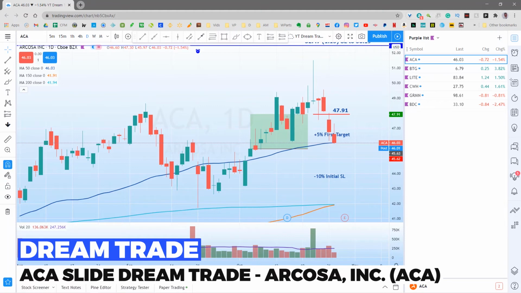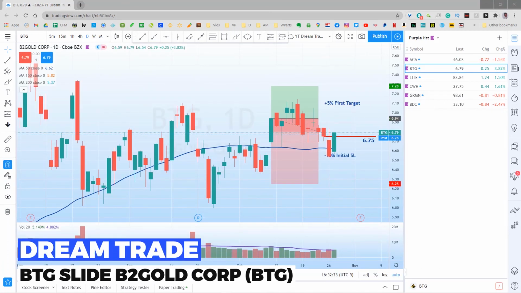I moved the stop up to 47.91 on ACA or Arcosa Inc. And last Thursday the price dropped down and hit our stop. Done with ACA, but we made a 5% profit, so not too shabby. B2 Gold or BTG continued sideways, so I shut this trade down just before the market closed on Friday at $6.75 for a 2.7% loss. Looks like it's coming back up, but I'm done with this one for now.